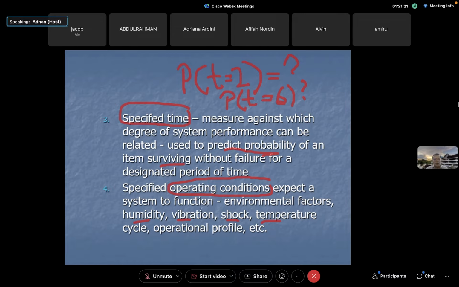So if you are operating your laptop in high temperature, under the sun, it's going to function for less time compared to if you are operating in an air-conditioned room, because the computer is designed to operate at room temperature, not in a hot, sunny environment. So the condition also plays a role in order for us to estimate the probability that it is going to function, or what we call reliability.